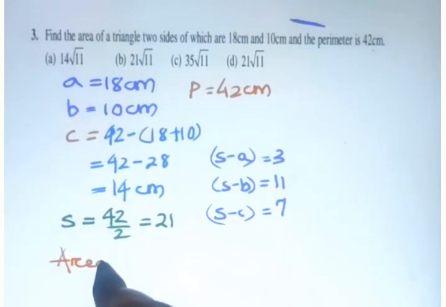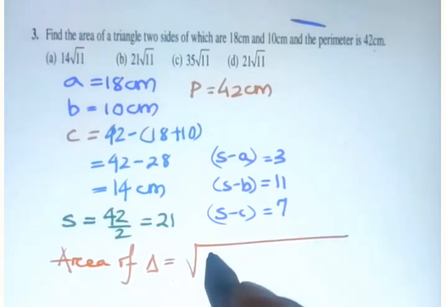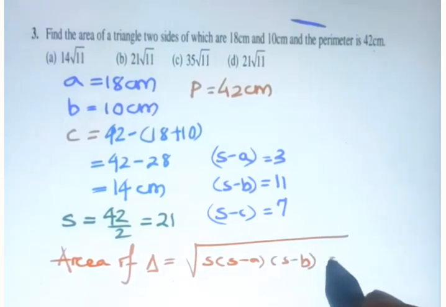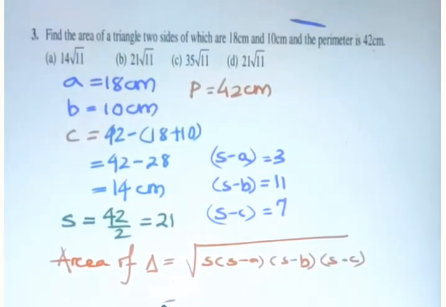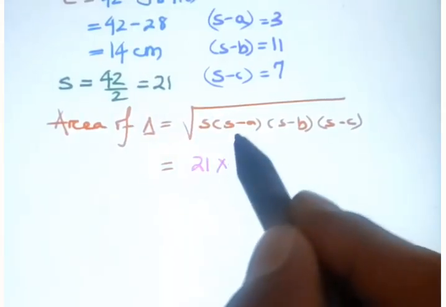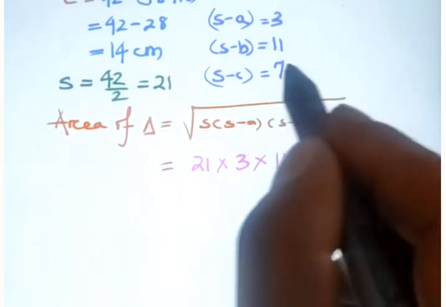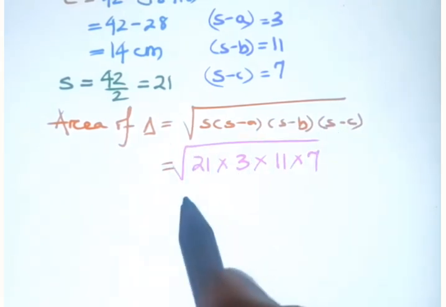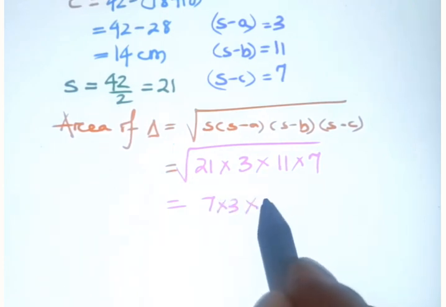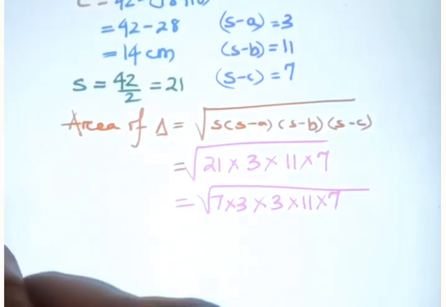Now let's write the formula. Area of triangle is square root of S whole into s minus a whole into s minus b whole into s minus c. Let's put the values. S is 21 times s minus a is 3 times s minus b is 11 times s minus c is 7. Let's factorize 21. 21 will be 7 times 3, that is 3, again 11 and 7.